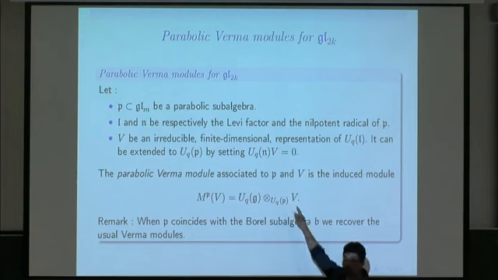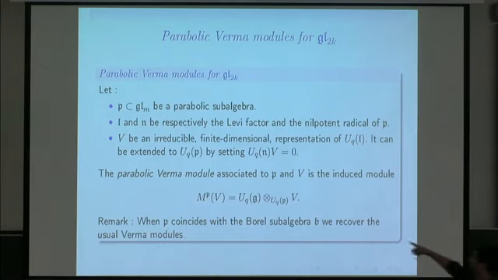And we only consider V finite dimensional. There seems to be some, well, for me, confusing terminology. What I mean by parabolic is when V is finite dimensional, but you can consider V infinite dimensional, and then we call it a generalized Verma module. So I'm trying to keep things as simple as possible.